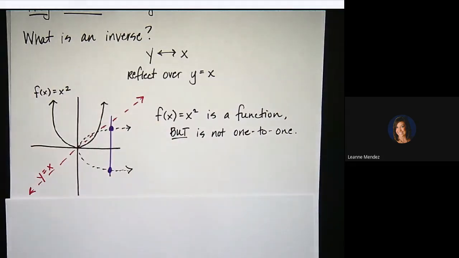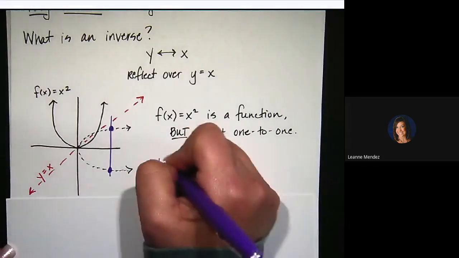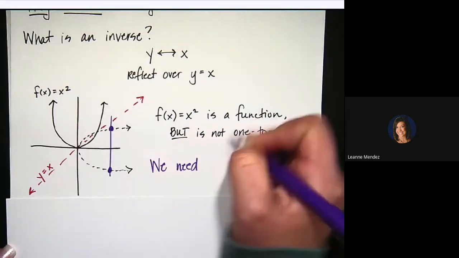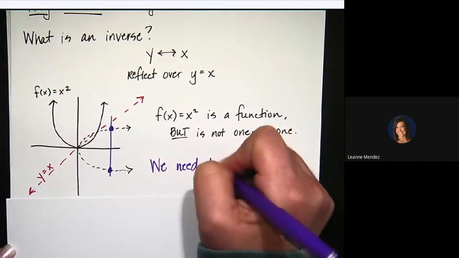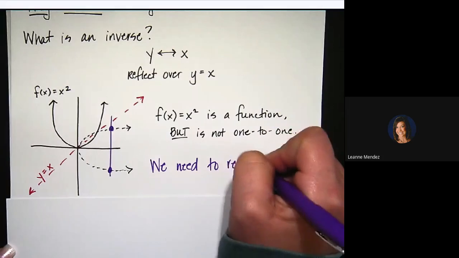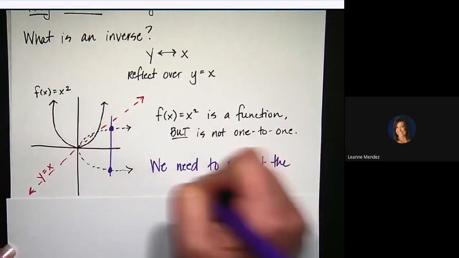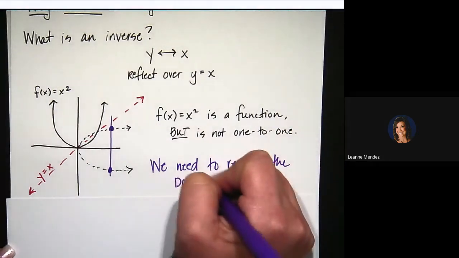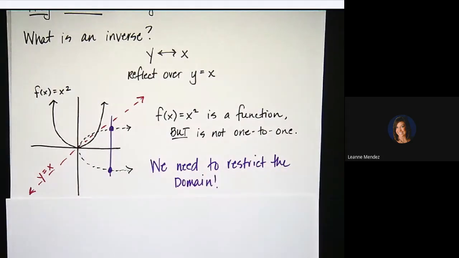So how can we make it? Because remember, we've got sine and cosine. They are not one-to-one as they are. So we need to do something that we call restrict the domain. If we restrict the domain and only look at a portion of the original graph, then that can become an inverse or have an inverse.